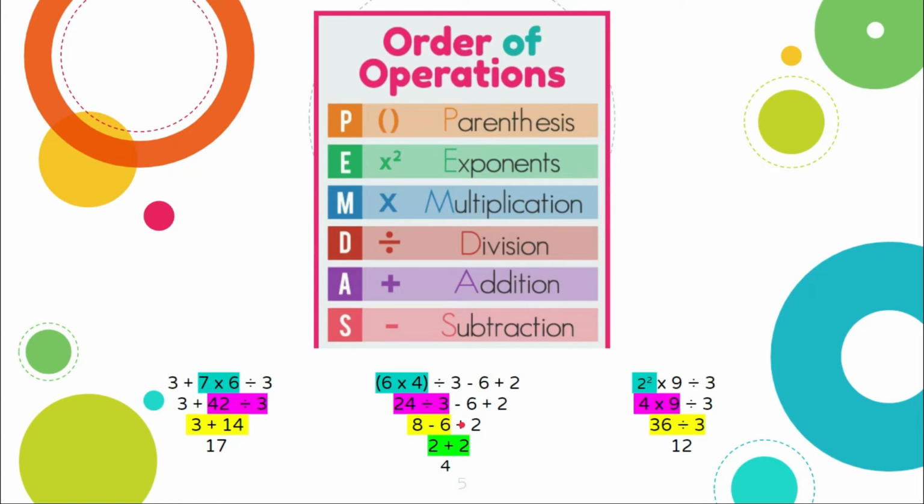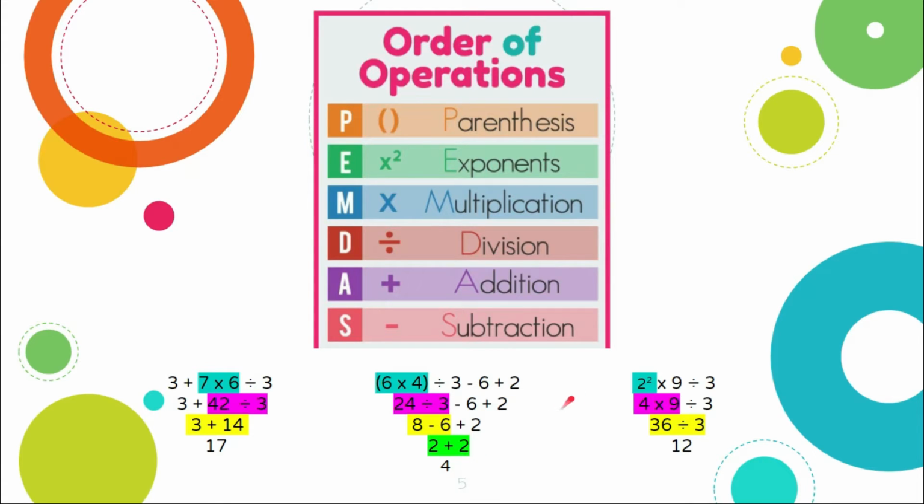Minus 6 plus 2. Next, we have a subtraction and addition. We are going to solve them from left to right. So we subtract first. 8 minus 6 is 2. Plus, we copy the rest of it, plus 2 for a final sum of 4.